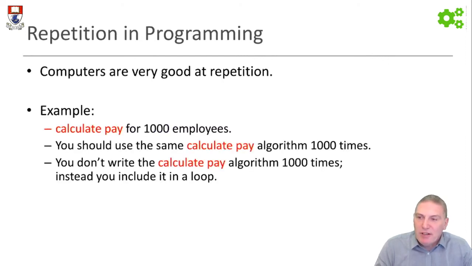So computers are very good at repetition. For example, we could calculate the pay for 1,000 employees. You should use the same calculate pay algorithm 1,000 times. You don't write the calculate pay algorithm 1,000 times. Instead, you include it in a loop.